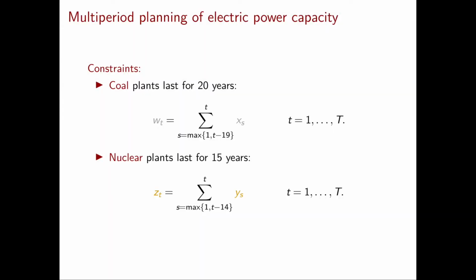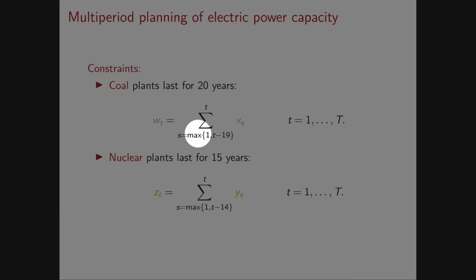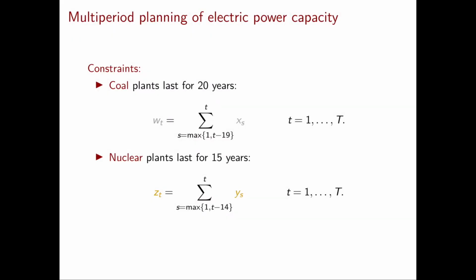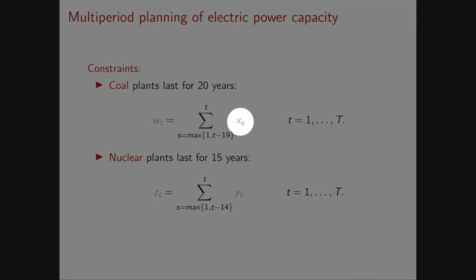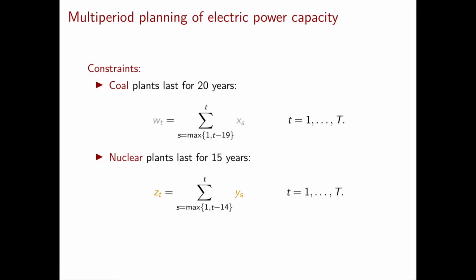I'm sure at this point you're wondering why there is this strange max. It would have been kind of more intuitive to simply have s that ranges from t minus 19 until t, and this matches exactly the discussion that we just had. However, remember that our time horizon starts only in year 1, therefore we don't want to consider any xs with s equal to 0, minus 1, minus 2, minus 3, because these decision variables don't exist and also don't make sense.